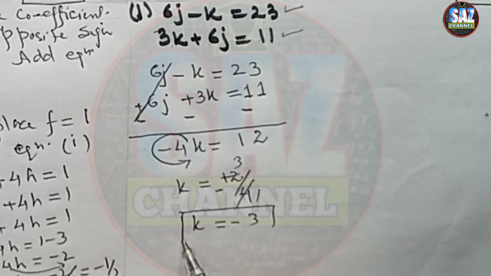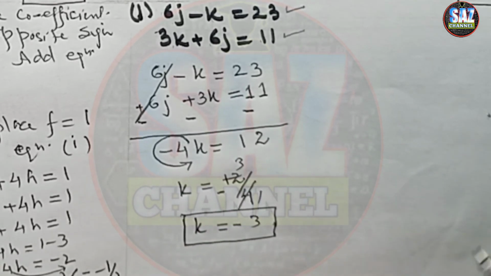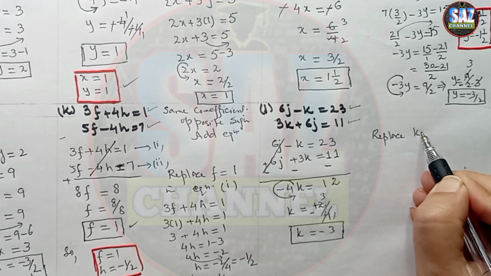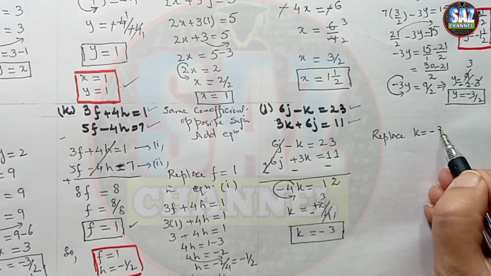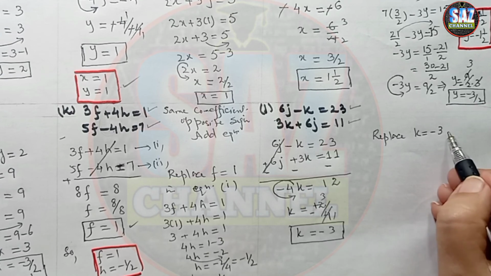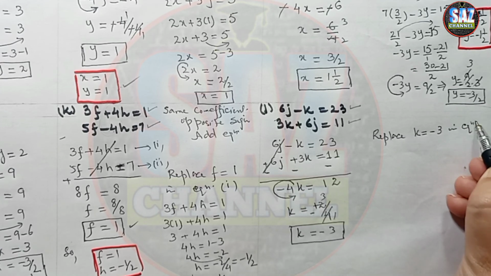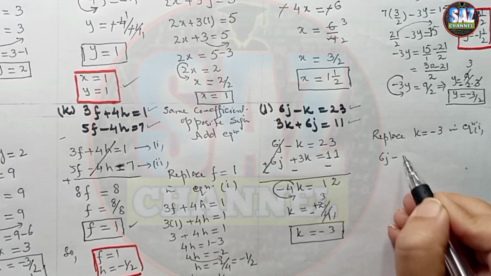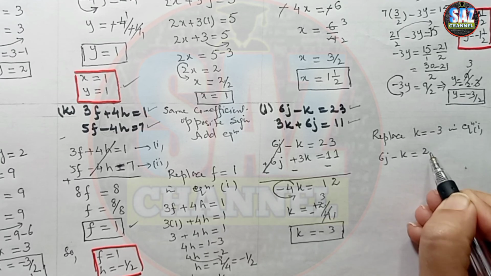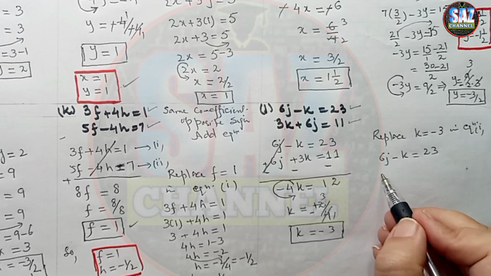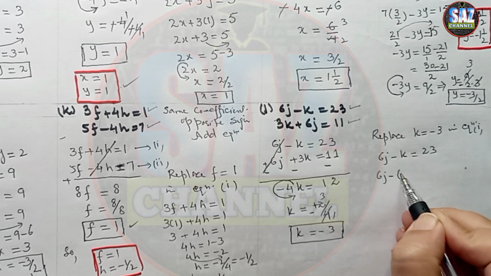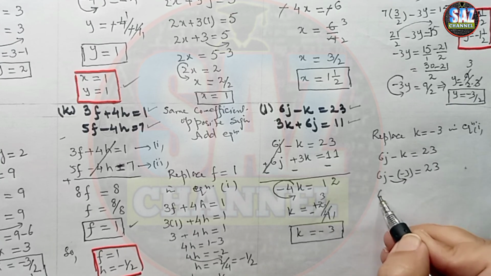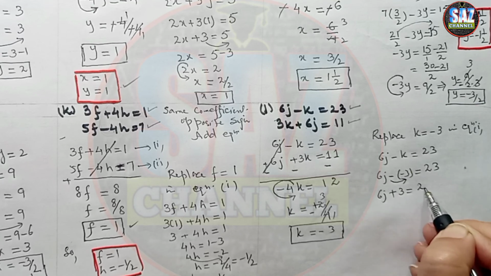After getting the value of the first unknown, I have to choose any one of the equations and replace the value of that variable in that equation. k is equal to minus 3 in equation 1. So it will take the form 6j minus k equals 23 and k is minus 3. 6j minus minus 3 equals 23. Minus minus will be positive. 6j plus 3 equals 23.